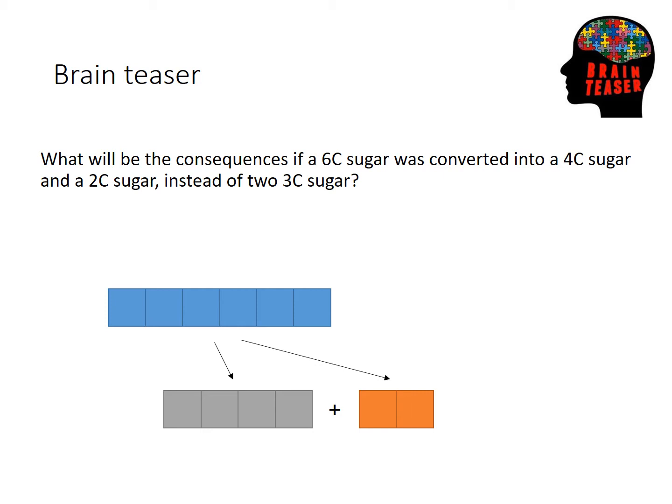What would be the consequences if a 6-carbon sugar was converted into a 4-carbon and a 2-carbon sugar instead of 2 3-carbon sugar in glycolysis? Well, you will need two sets of pathways and consequently two sets of enzymes to metabolize the 4-carbon sugar and the 2-carbon sugar, which means you will have to invest more energy to produce two sets of enzymes, and this makes the whole process less efficient.